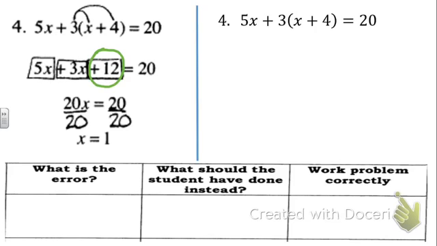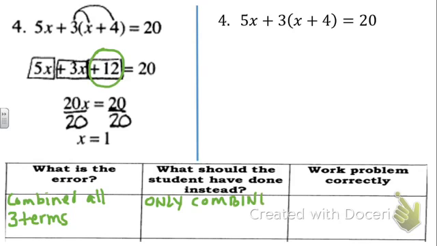So the mistake is they combined all three terms. And they weren't all like terms. What should the student have done? Only combine 3x and 5x. Okay. So we will continue to work the problem correctly.